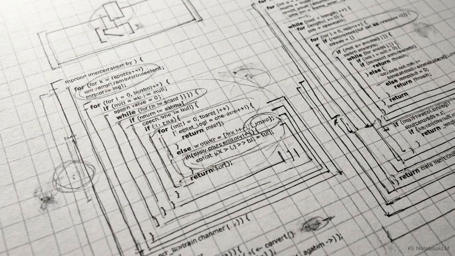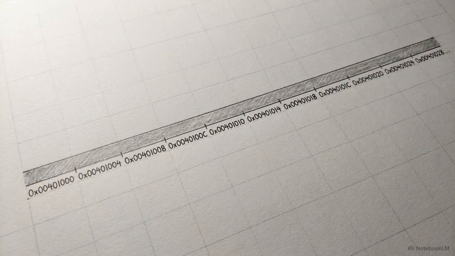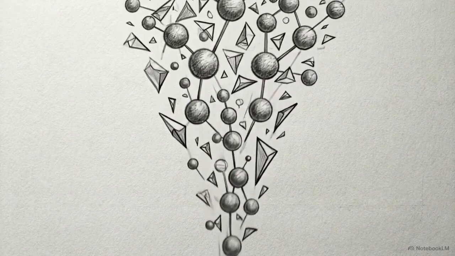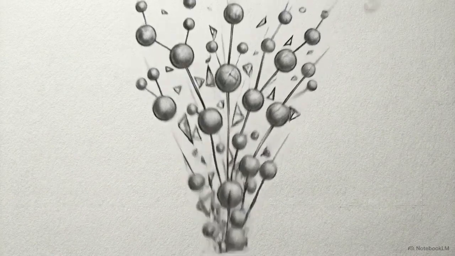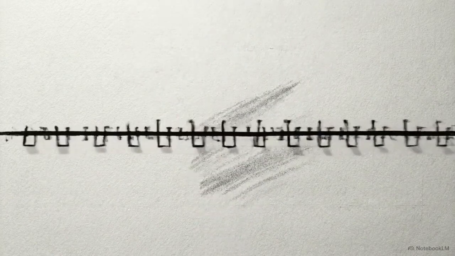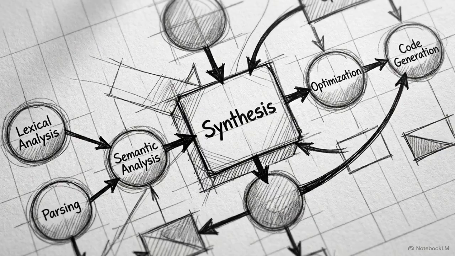Code written by humans is inherently structural, full of nested loops, branches, and deep hierarchies. But a computer's processor reads data in a strict, one-dimensional sequence. The compiler's job is to take those abstract structures and force them into a linear stream of machine instructions. The core of this process is the synthesis phase.